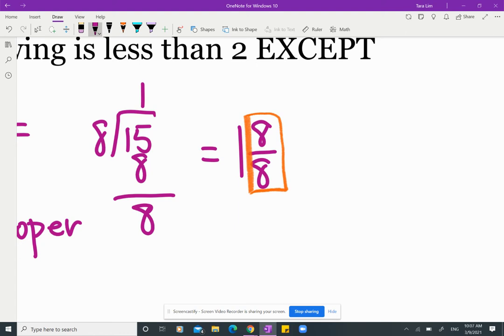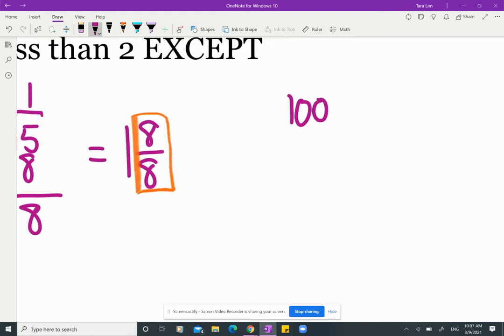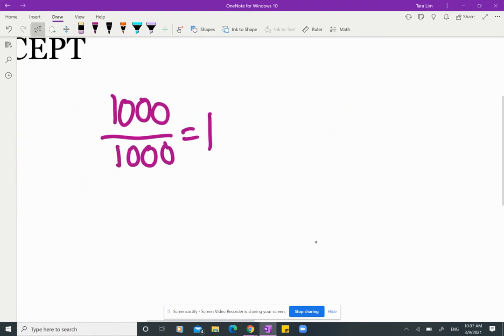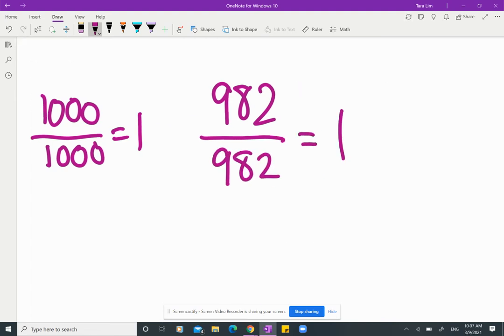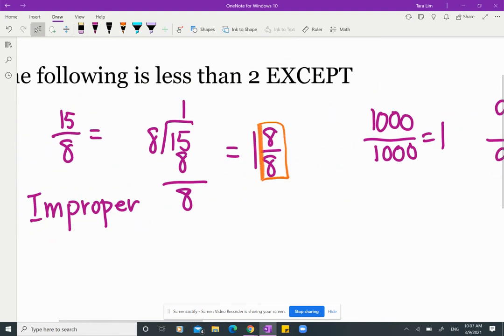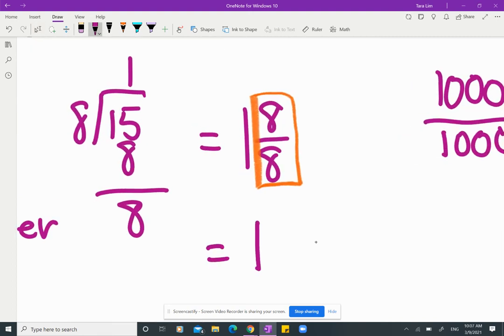Because everything, for example, 1000 over 1000 is still 1. And for example, 982 over 982 is also 1. So if it is 1, that means 1 plus 1, then that gives us 2.